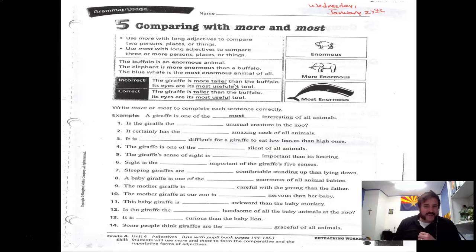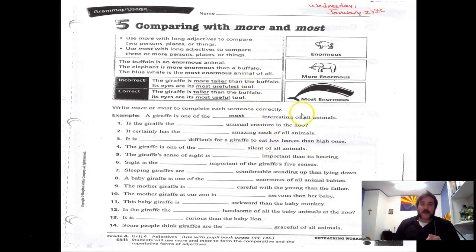That's an error. That's called a double superlative, and that's wrong in the English world. You can't do both, adding most and est. You just do the one, which you can see they did correctly here. Its eyes are its most useful tool. Same with here. The giraffe is more taller than the buffalo. You can't say, well, I can't tell if it's more or if you add the ER, so just do both. No, you can't do that. Correctly, it's the giraffe is taller than the buffalo. Comparing 2 things, it's a short adjective, so you just add ER.